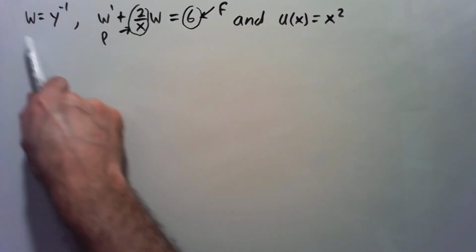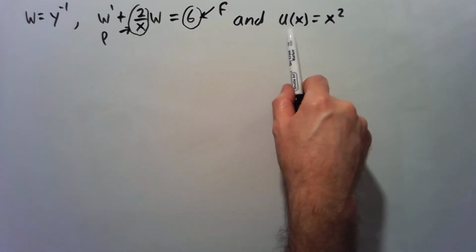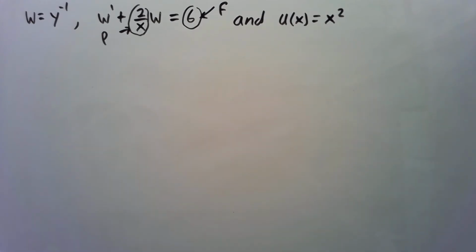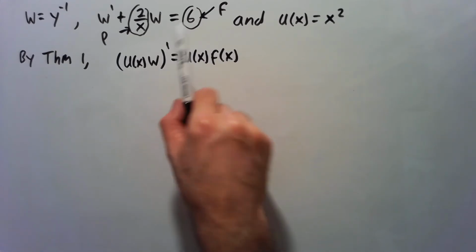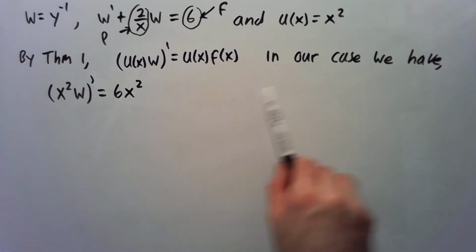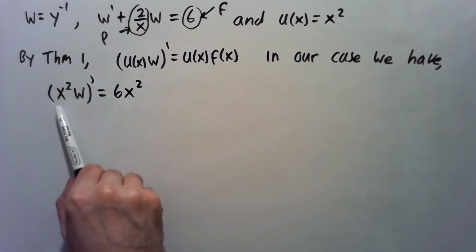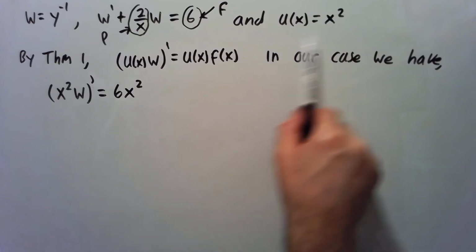So summarizing, we have w equals y to the minus 1, we have this differential equation where this is p, this is f, and we found that u of x was equal to x squared. So let's continue using theorem 1 now. By theorem 1 then, u times w prime equals u of x times f of x. So in our case, let's make those substitutions. Our u is x squared, so x squared times w prime equals our f, which is 6, times our u, x squared.